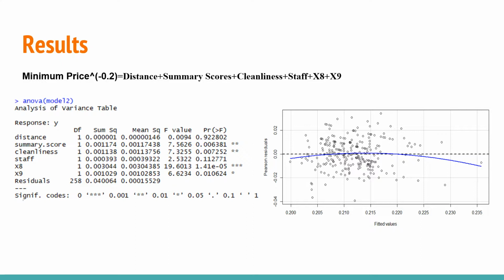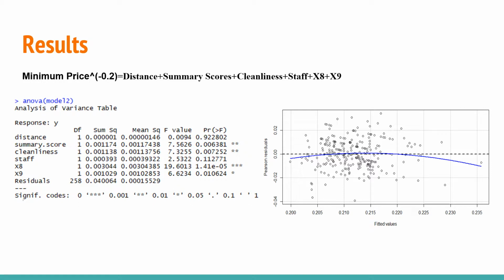After all the diagnostic and model selection process, this is our final model. Minimum price to the negative 0.2 power equals distance plus summary scores plus cleanliness plus staff plus x8 and x9. Below is the ANOVA table for the final model. From the large F value and the low p-value, we can deduce that except the distance, all the other explanatory variables are significant or have association with the response variable.